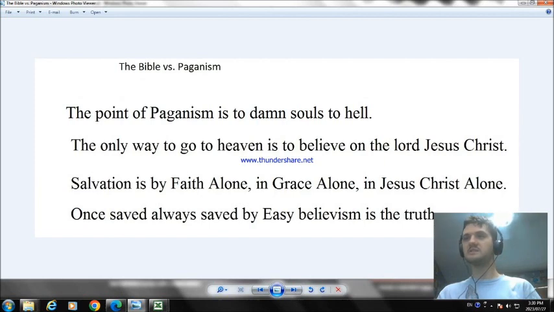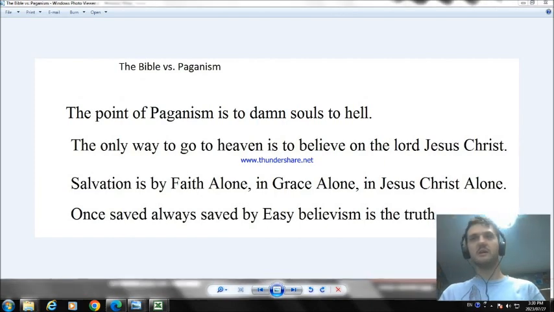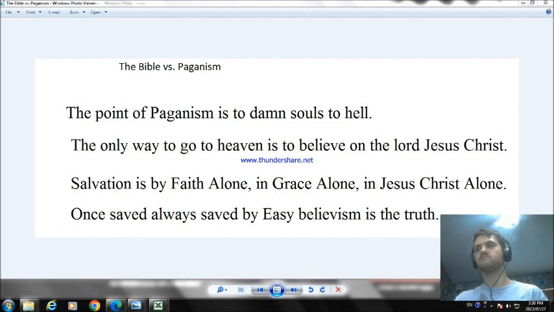So here's how to get saved. The Day of the Dead has something to do with paganism, right? The point of paganism is to damn souls to hell. To go to heaven is to believe on the Lord Jesus Christ. Salvation is by faith alone and grace alone in Jesus Christ alone. And once you are saved, you believe in the truth.